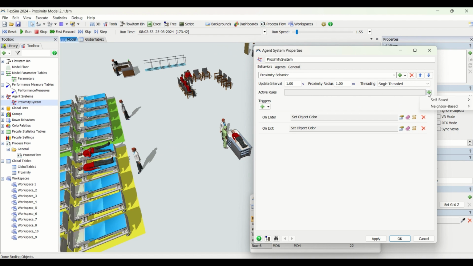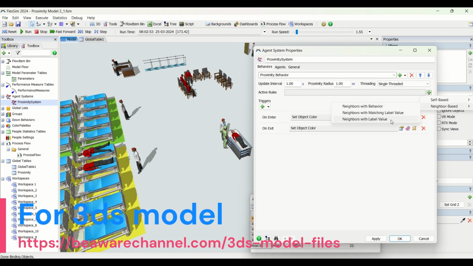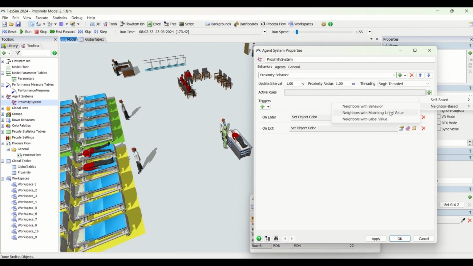Then there are active rules here. What you can set up is whether this proximity needs to be triggered only when the operator is traveling, when the operator is idle, or based on certain label values. You can also activate the rules based on the neighbor's conditions, like the neighbor's behavior, the neighbor's label value, or the neighbor's matching label values. So there are two basic partitions in the rules. One is based on yourself, another is based on the neighbor.